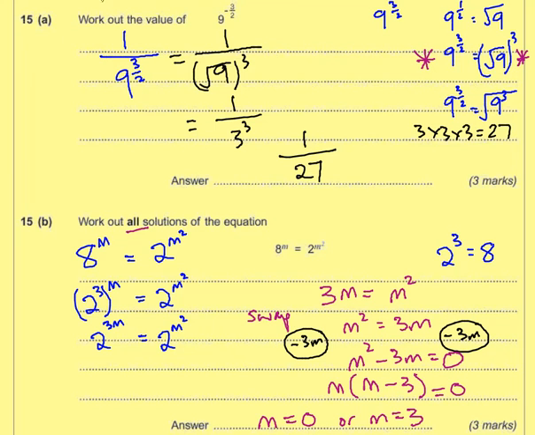Now I've been able to write down the solutions because of course I know here that either m is equal to 0 or m minus 3 is equal to 0, which will lead to m is 0 or m is equal to positive 3 is my answer.